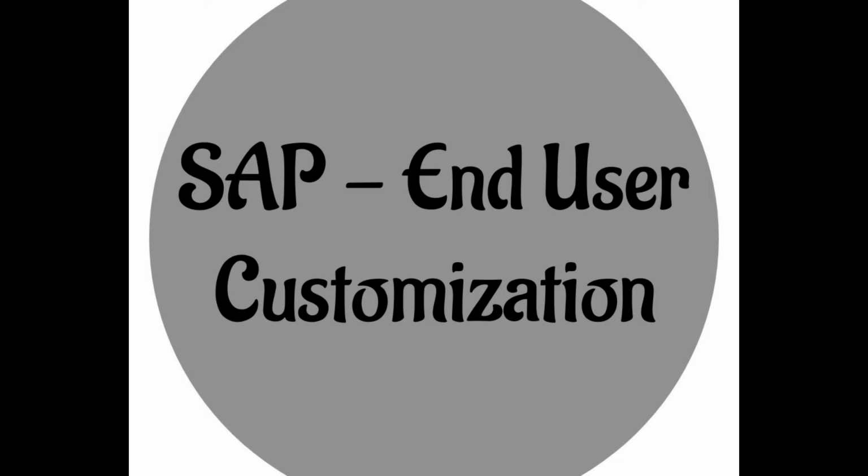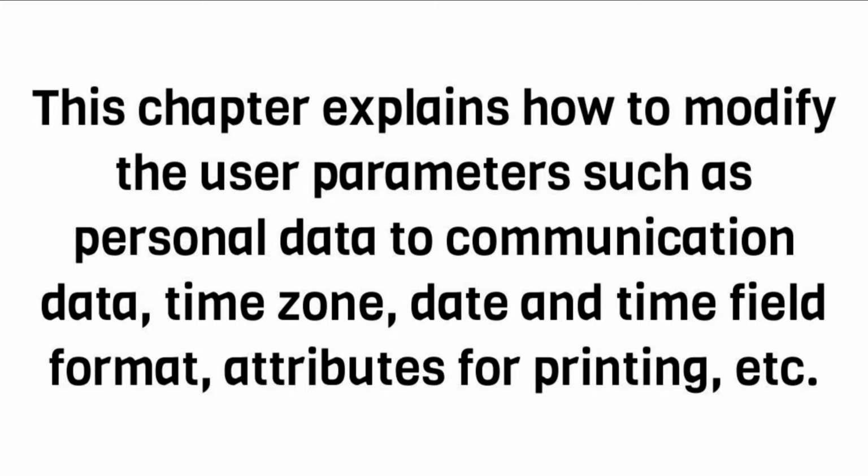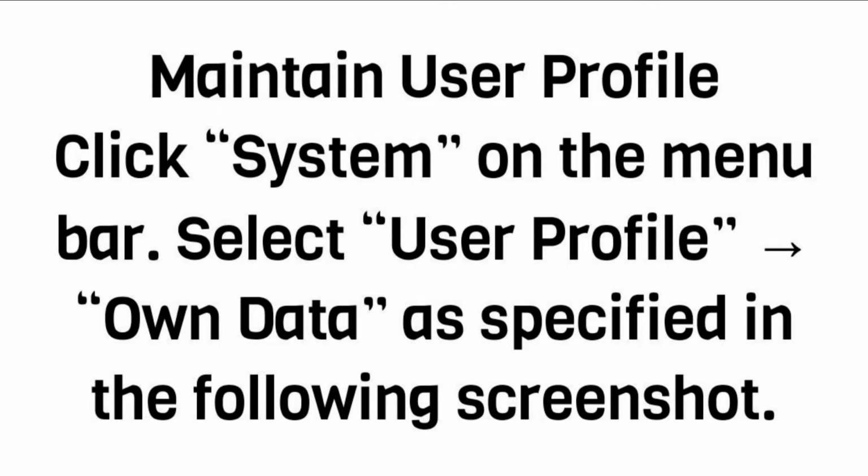SAP End User Customization. This chapter explains how to modify the user parameters such as personal data to communication data, time zone, date and time field format, attributes for printing, etc. Maintain user profile. Click System on the menu bar.